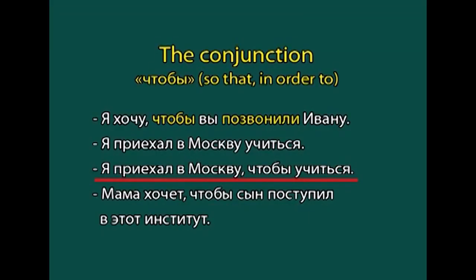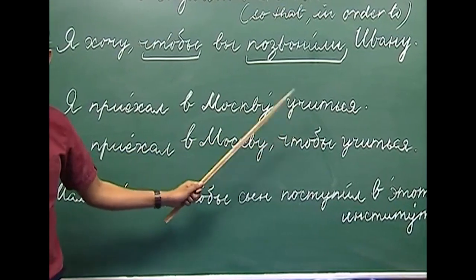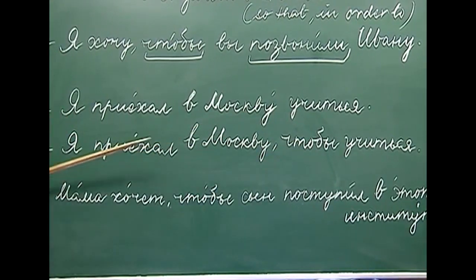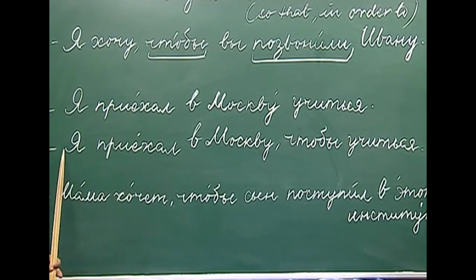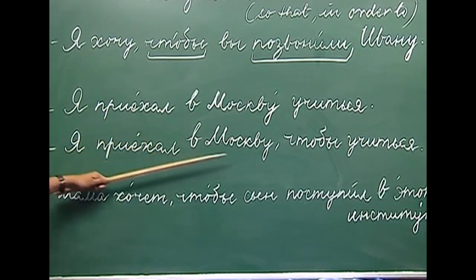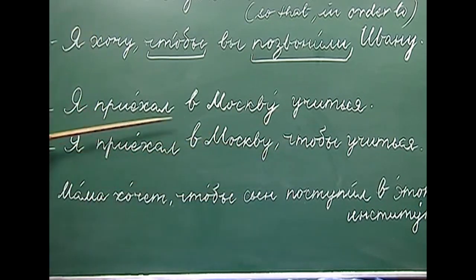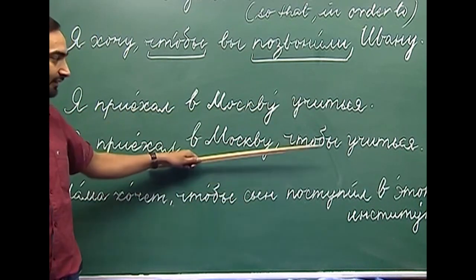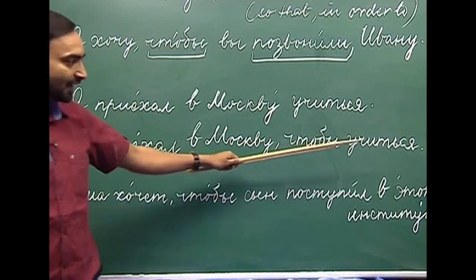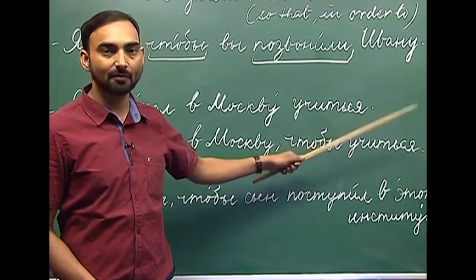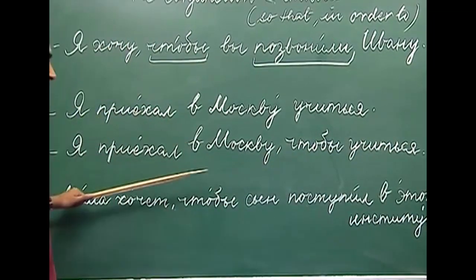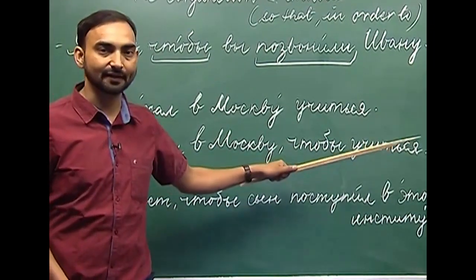As you can see, in this sentence the performer of the action is the same, which is the subject of the principal clause, which is я here. Я приехал в Москву, чтобы учиться and Я приехал в Москву учиться. In this case, we use the infinitive form of the verb in the subordinate clause.